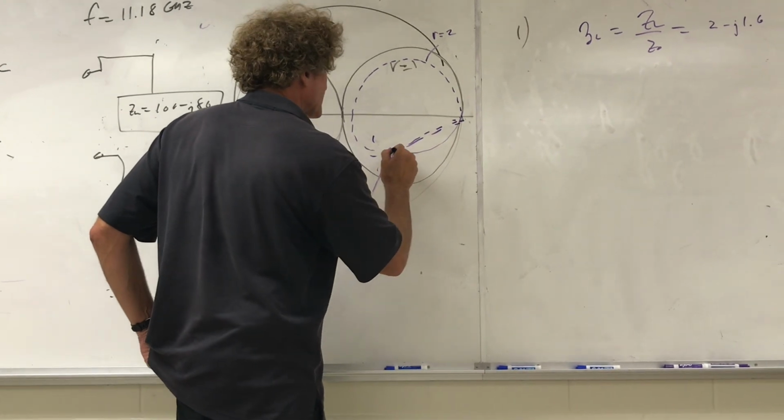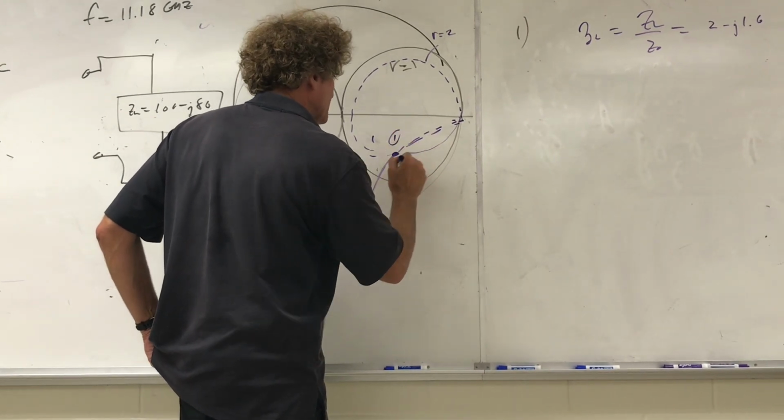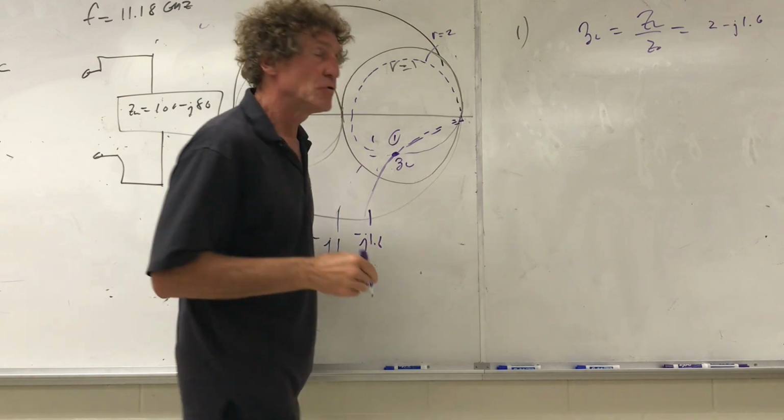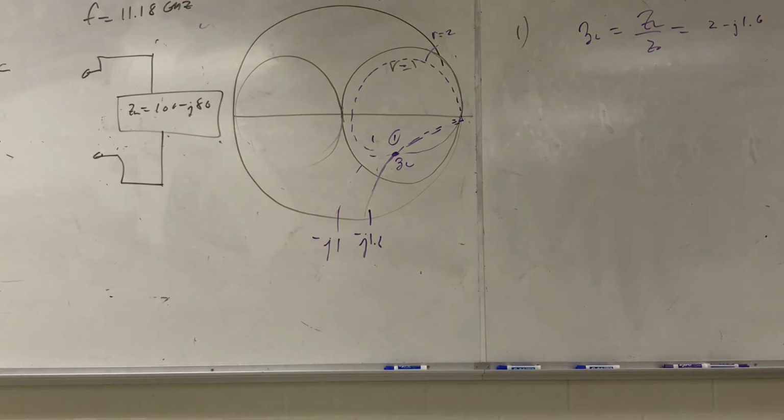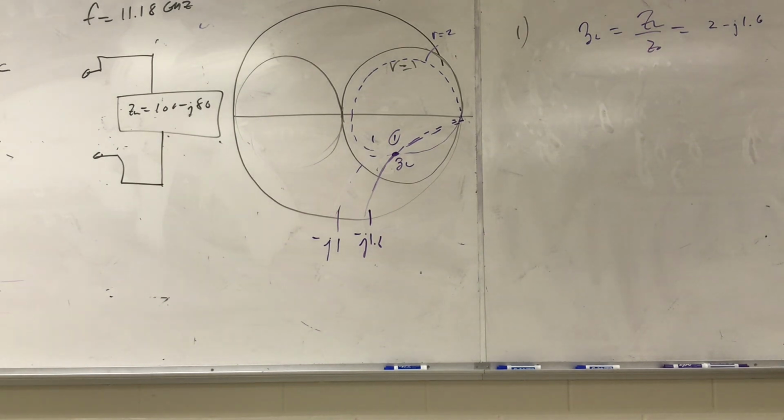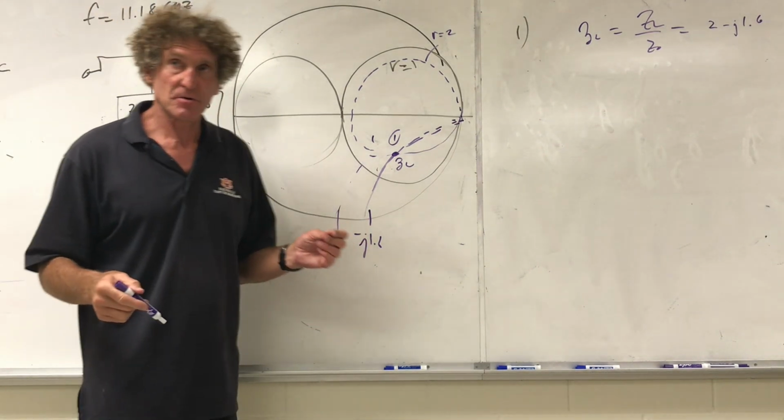And where the 2 intersect would be the first point at ZL. So it's going to be 2 minus J 1.6. Can you all locate that? In the far back, everybody? You good with that? All right, now, after that, you can see you're inside the 1 circle, right?